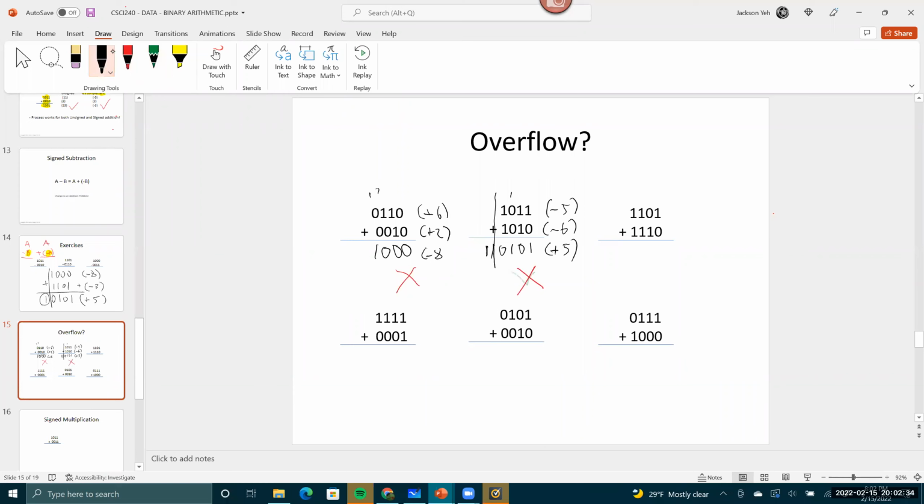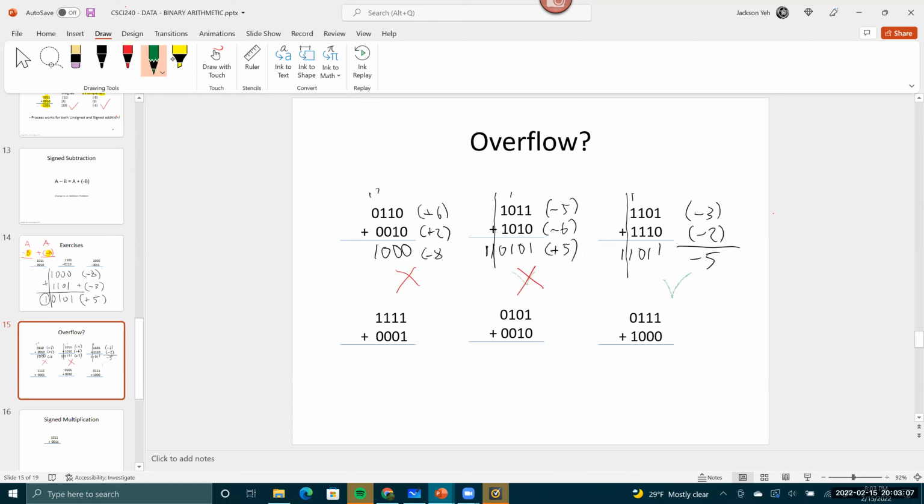Okay, next we have 1 1 0 1 1, and say, looks like I have overflow again, right? So this top is negative 3. This is negative 2. And the answer is negative 5. And we're like, wait a second, there's an overflow, but the answer is correct.